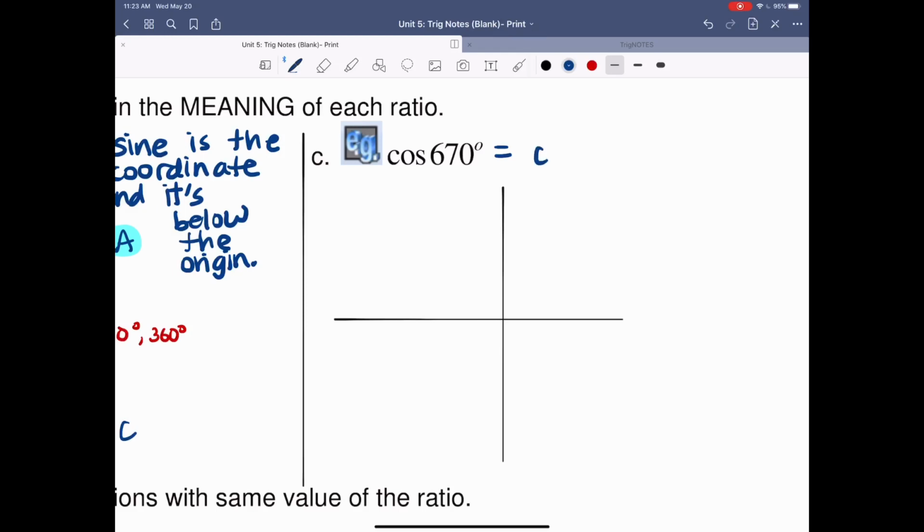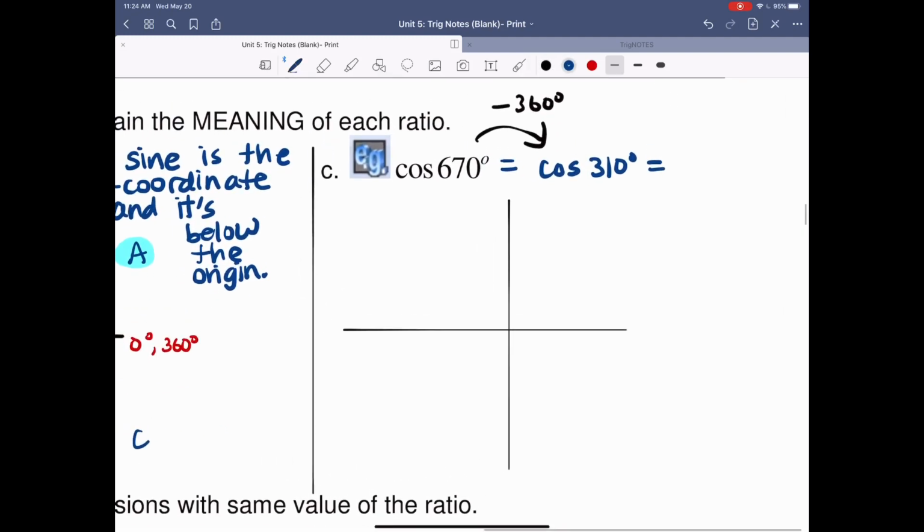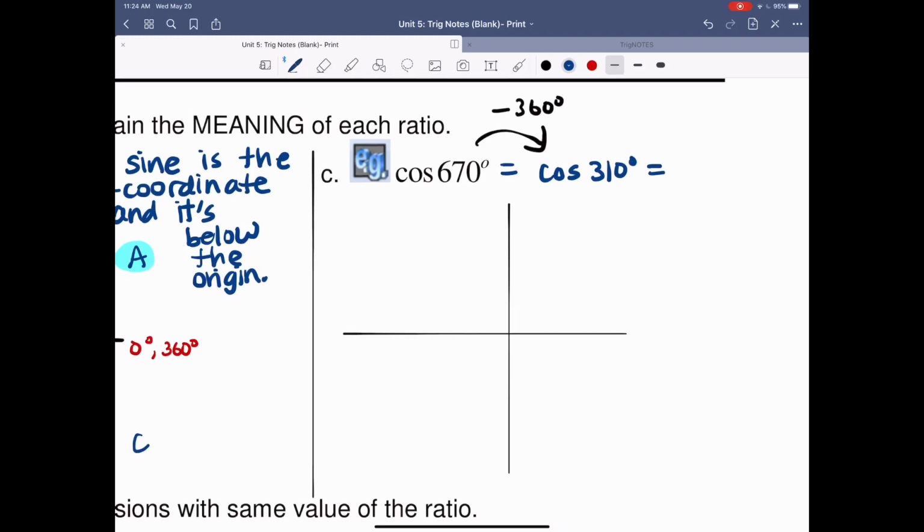So another version of this is cos 310. They're the exact same thing, but I'm dealing with the coterminal version. This is going to be a lot easier to work with because it's within the domain of 0 degrees to 360 degrees, and I got this by doing minus 360 degrees. Cos 310 is a lot easier to picture on the x and y axis.